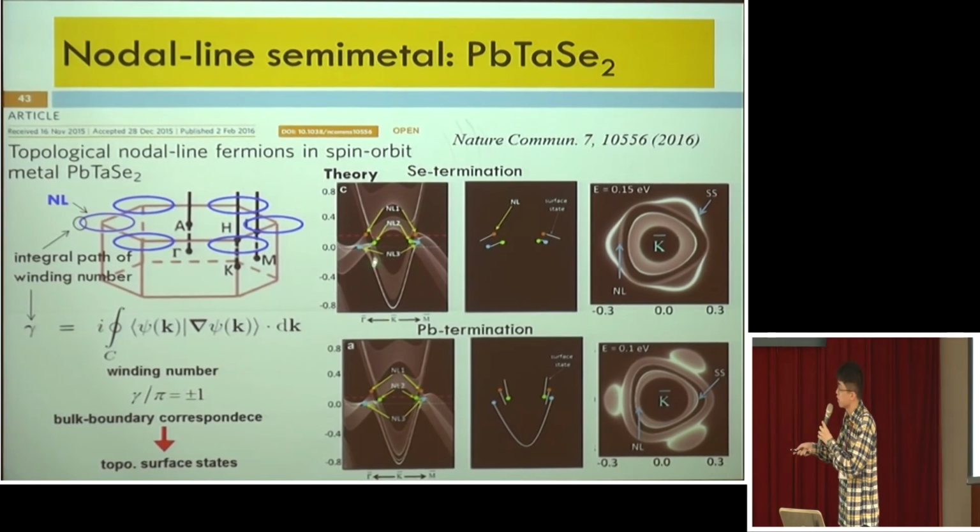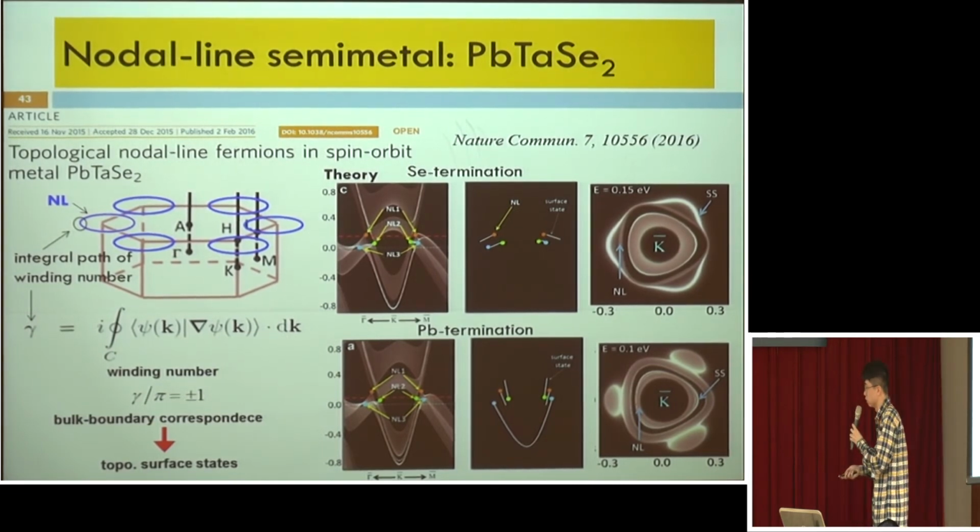This is a surface spectral weight simulation. The shaded area is the bulk projection, and the bright lines are the surface states. But because the surface state is very close to the bulk projection, please see this schematic here. These colored dots are the nodal points, and the white line is the surface state. We can see the surface state connects two nodal points that merge in the bulk. So this is the signature of the topological band structure.